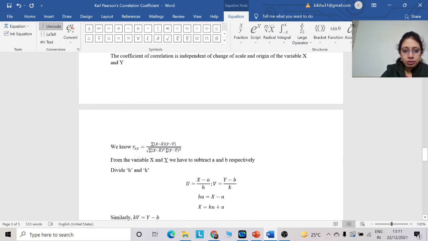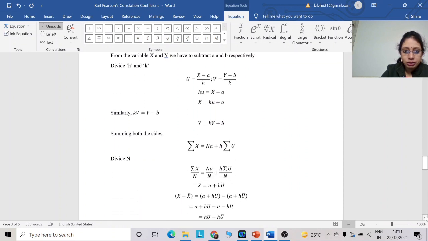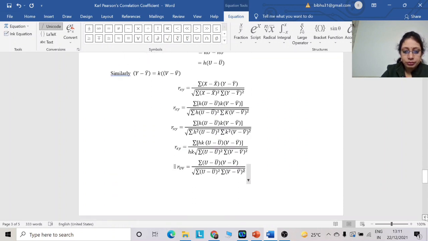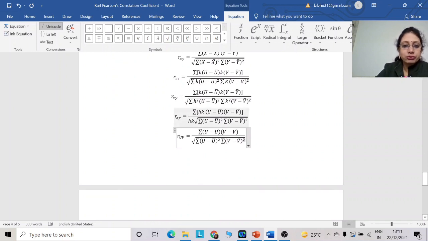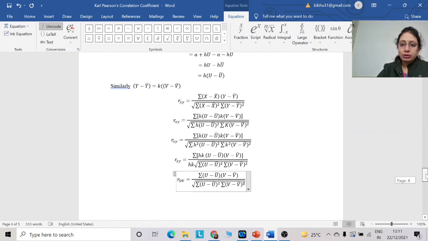So for x we have written u, for y we have written v, and we got the same thing. Instead of xy we have written ruv, and this formula is summation of (u minus u bar)(v minus v bar) over the root of summation of (u minus u bar) whole square and summation of (v minus v bar) whole square. Because of this it is said that it is independent of change of origin and scale. After changing the origin and scale we are getting the same value.